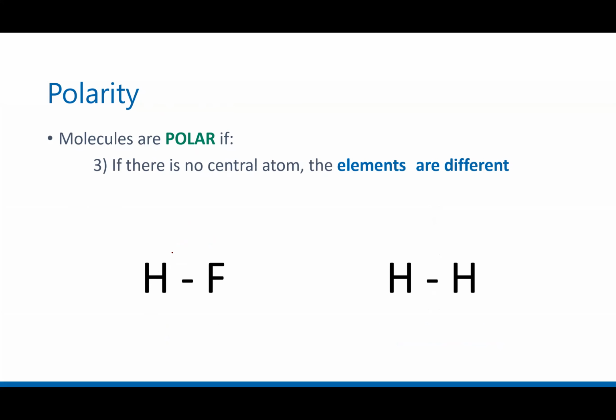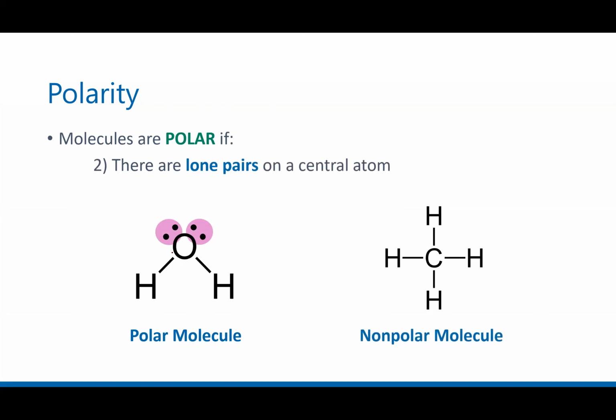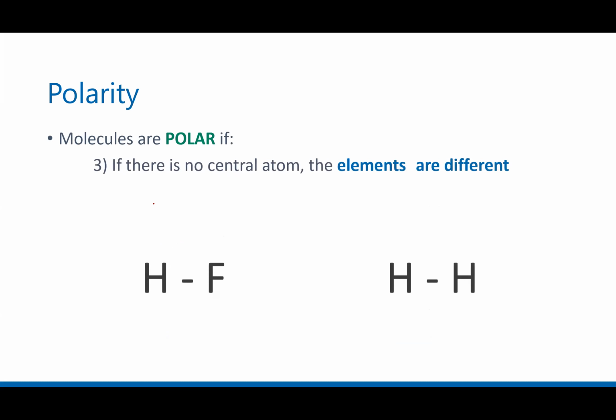So let me go through that again. I'll go through the 3 rules. Rule number 1, molecules are polar if there are 3 or more different elements in the molecule. Rule number 2, molecules are polar if there are lone pairs on the central atom. Okay. Rule number 3, if there is no central atom and the elements are different, it would also be polar.